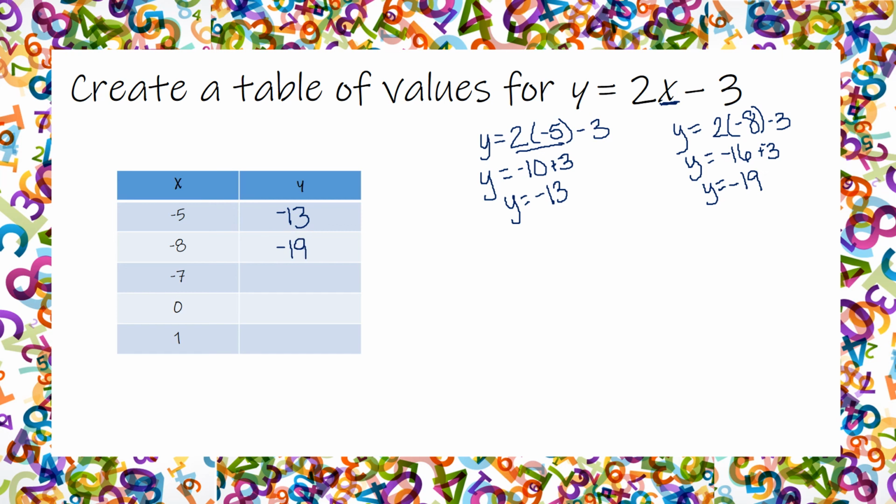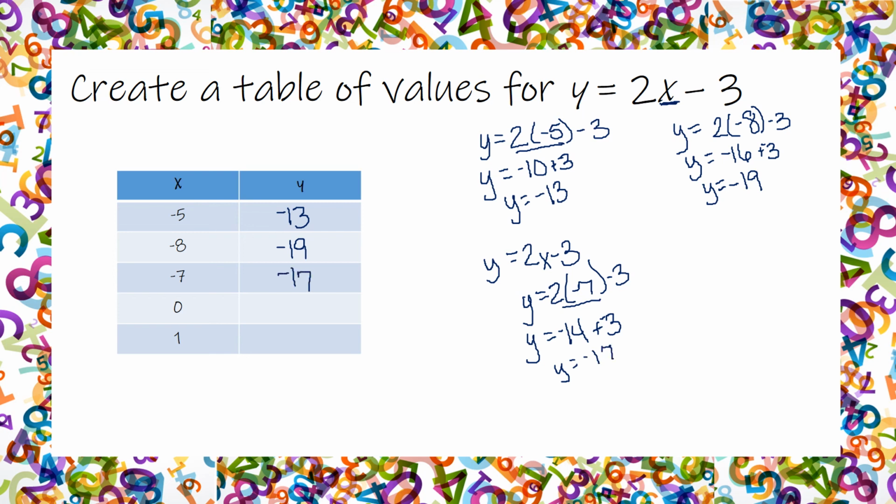Now I'm going to do negative 7. y equals 2x minus 3. I'm going to plug in negative 7. So I need to multiply 2 times negative 7. That's negative 14 minus 3, or plus negative 3. And that does give me negative 17.